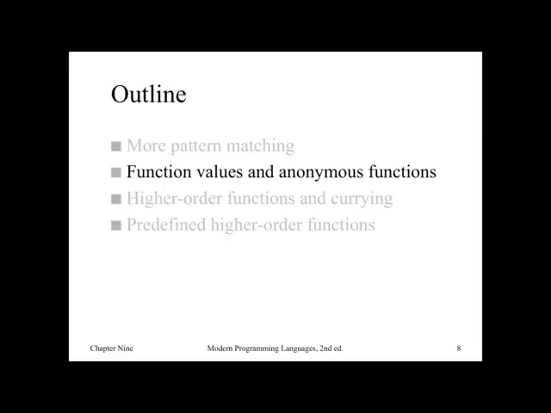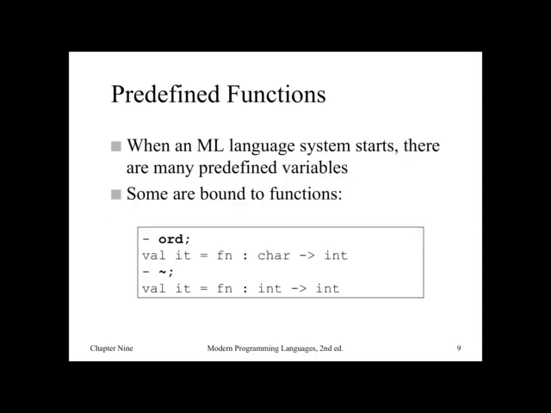Okay, let's dive into function values and anonymous functions, still in chapter 9. So let's start with this concept of predefined functions. ML, the language, the system, has a bunch of predefined variables, and some of those are bound to functions. And there's a concept we're going to get to, which is this notion that functions in ML don't actually have names, but we bind them to things.